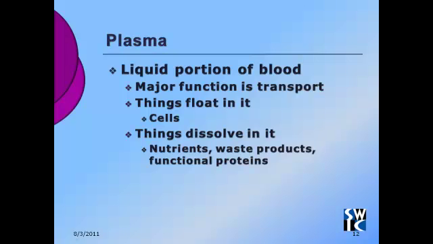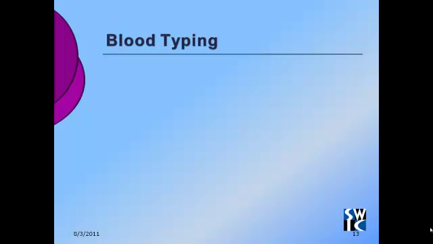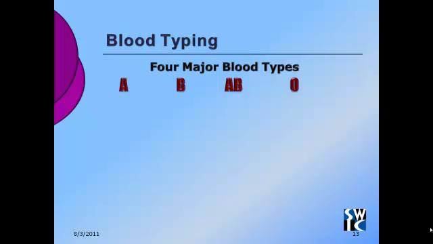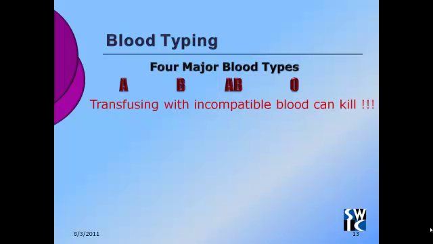The last thing we want to discuss in this presentation briefly is blood typing. There are 4 major human blood types: A, B, AB, and O. It's vital to remember that transfusing with incompatible blood can kill.